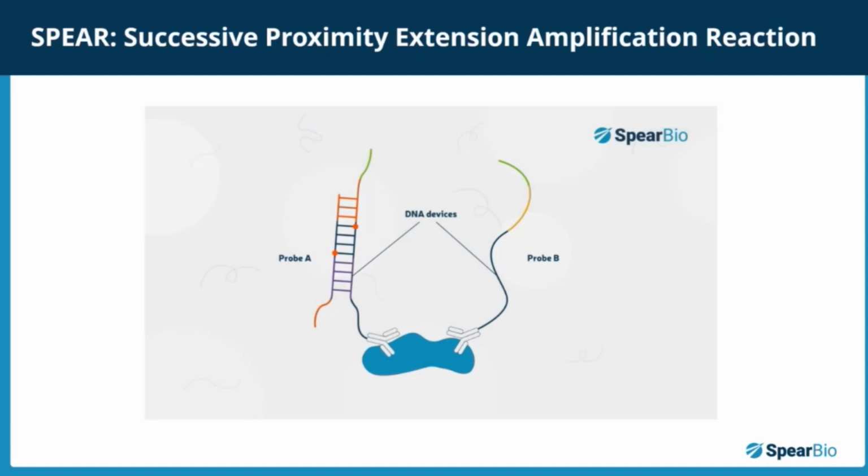Probe B is largely single-stranded with several specially designed domains. The short green domain sequence on probe B is complementary to the green domain sequence on probe A.